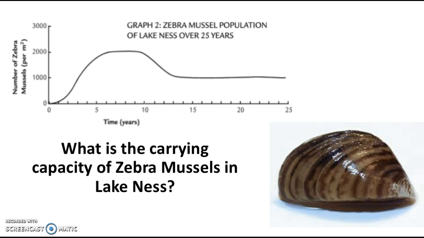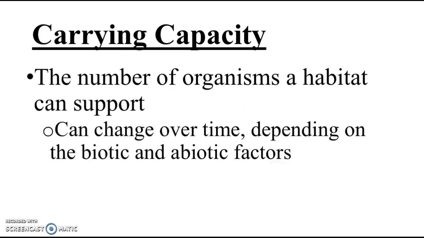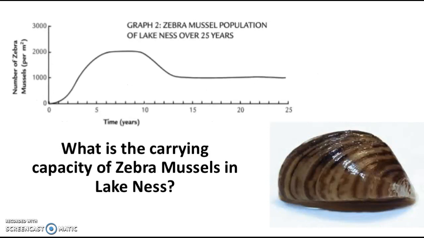So in the Is There Room for One More activity, you investigated the carrying capacity of zebra mussels in Lake Ness. Ultimately, what you discovered was that the carrying capacity was the number of organisms that a habitat can support. And what you also should have taken note of is that this could change over time. So if you saw between years 5 and 10, we had a bit more of an increase in the population compared to years 12 through 25.